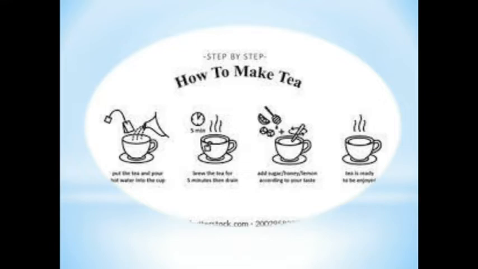First, we have to put one tea packet in the cup and we have to add hot water. Then we have to wait 3 to 5 minutes and then we have to add sugar cubes, then lemon, honey, whatever we want, and then we have to mix it and a cup of tea is ready. So these are the steps to make a cup of tea.